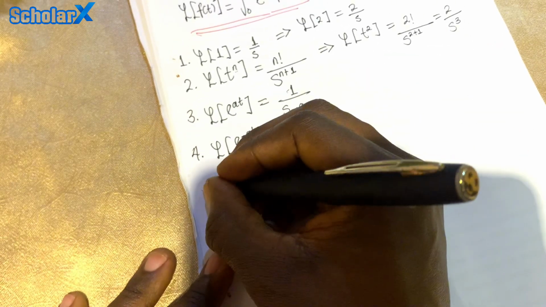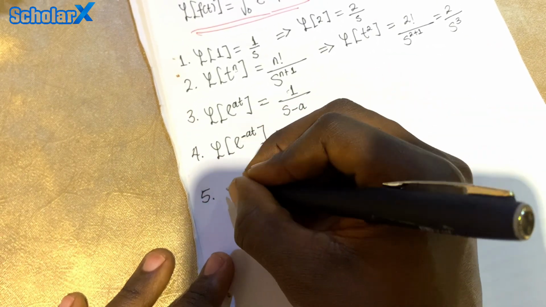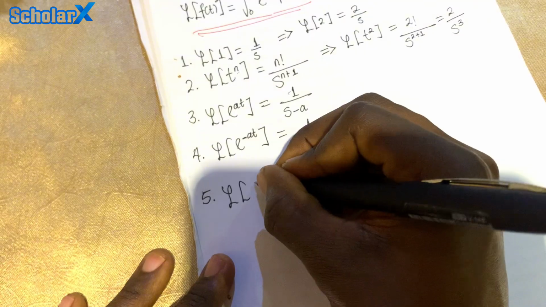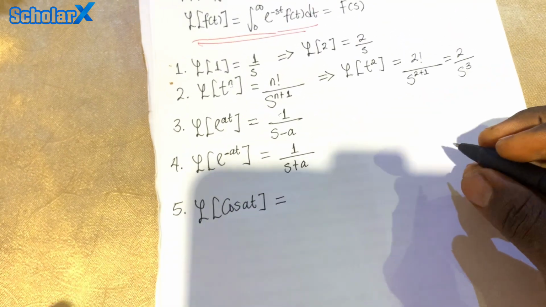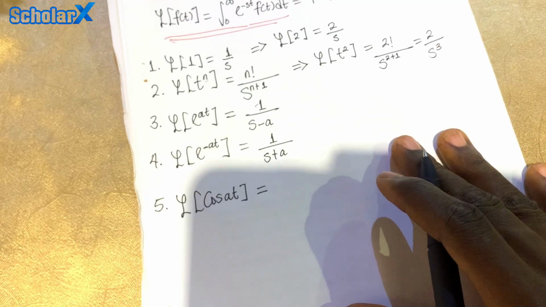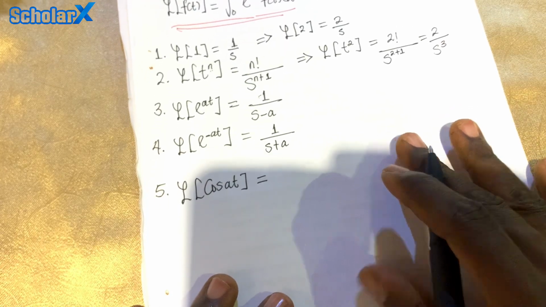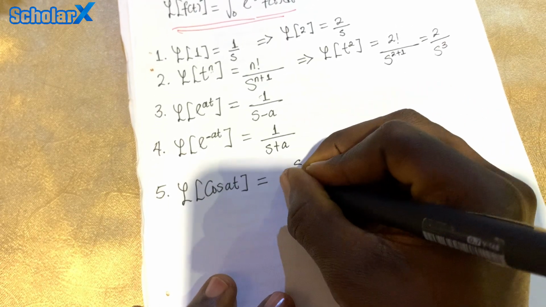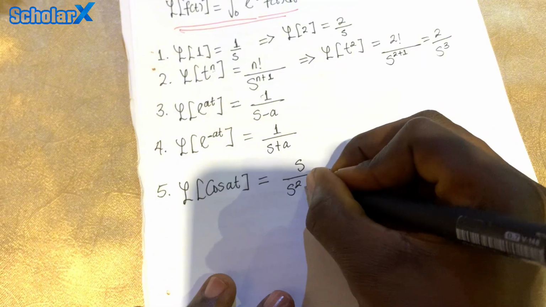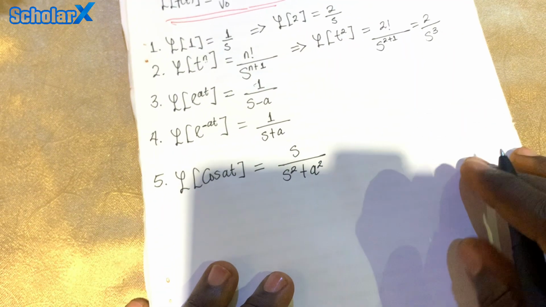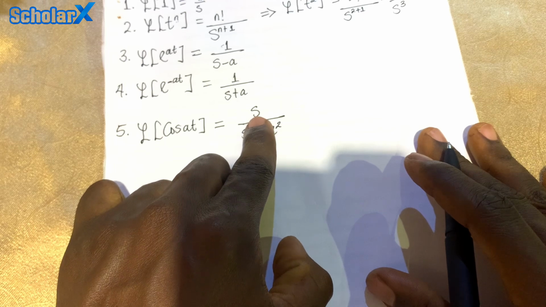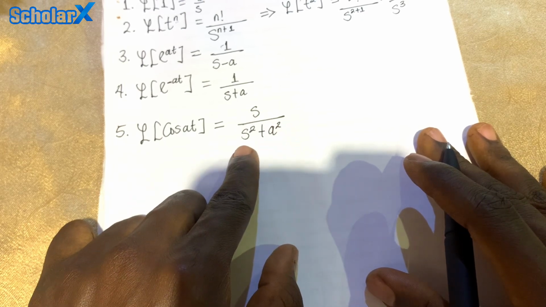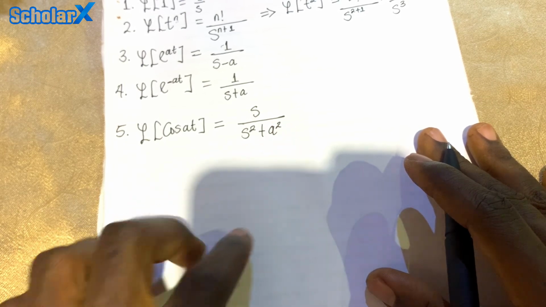Now let's look at another one: the Laplace transform of cos at. The Laplace transform of cos at is going to give us s over s squared plus a squared. So when it's cos, you are seeing here that it is s over s squared plus a squared.